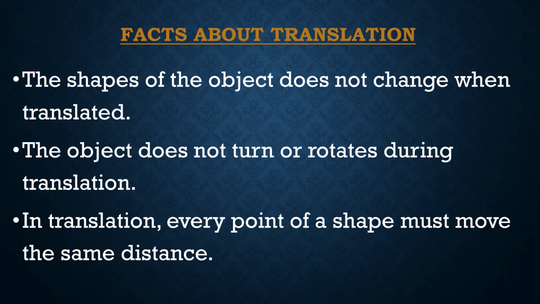Then in translation, every point of the shape must move the same distance because only one translation vector will be added. So one translation vector will be added to all the points at the same time, so they will move the same distance, okay? If they are all moving 5 left, they will all move 5 left. If they are all moving 5 right, they will all move 5 right. 6 down, they will all move 6 down. If 6 up, they will all move 6 up. Okay, good.